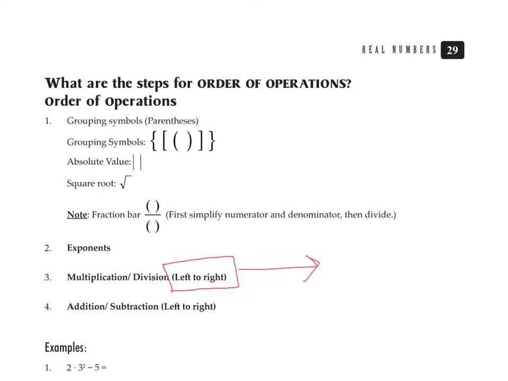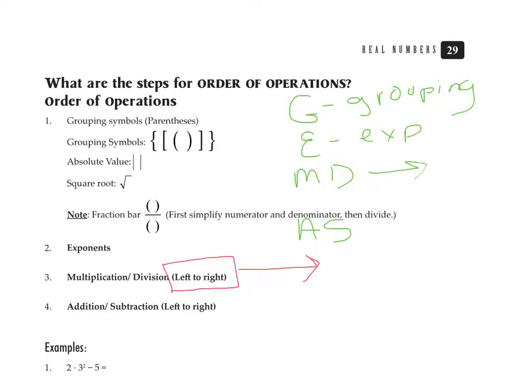So a lot of people use an acronym for this. I like GEMDAS, which stands for grouping symbols first, then exponents, then multiply, divide, always left to right, and then add, subtract, and you can do them left to right. I like to group them.